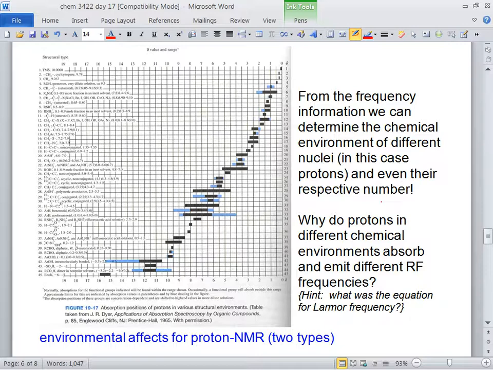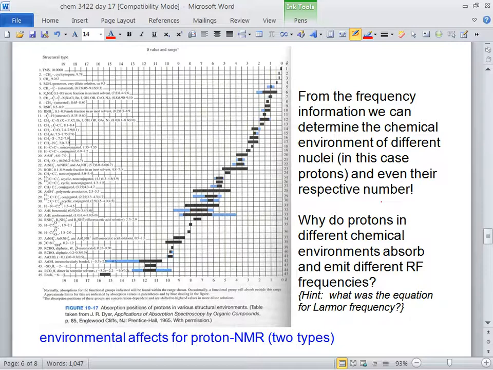And there's a big chart. Let's see. From the frequency information, we can determine the chemical environment of different nuclei. In this case, we're talking about protons. What's the chemical environment of different protons? Is it next to a methyl group? Is it next to a carbonyl group? What's its chemical environment in that molecule? And we can even get the number of them in that particular area, like a methyl group has 3, for example.